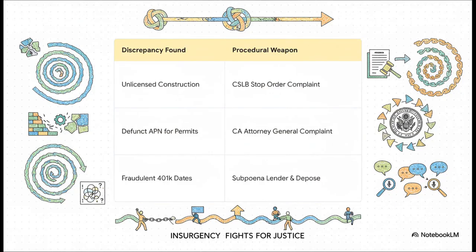And this shows the theory in practice, and it's just fascinating to see. They find unlicensed construction work going on? Boom, file a complaint with the state board. They discover building permits based on a dead property number? Okay, file a complaint with the attorney general. They find sketchy dates on financial documents? Subpoena the lender. Each action is a small, precise loop designed to generate a response and uncover the next discrepancy. It's basically a guerrilla war fought with paperwork.